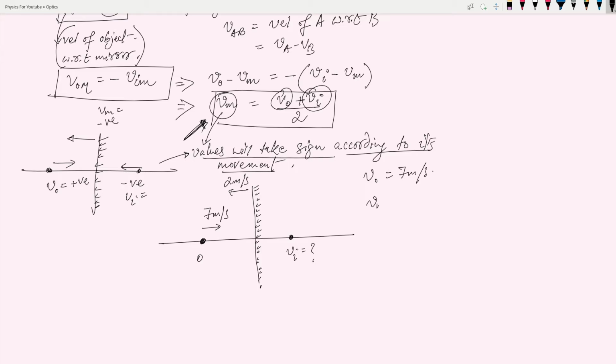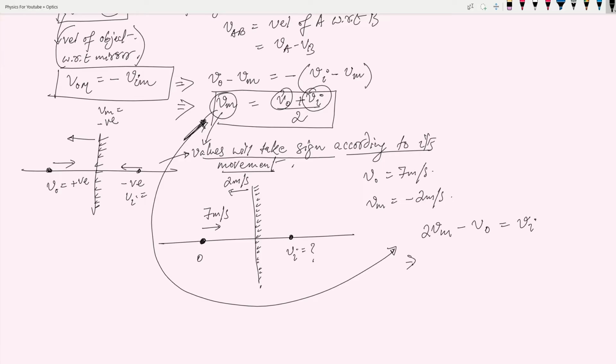Now the velocity of the mirror is minus 2 meters per second, because it is moving towards the left hand side. Now what will be the velocity of the image? So very easy, we can use the formula directly. Let's use it here. It will be 2Vm minus VO is equal to VI.